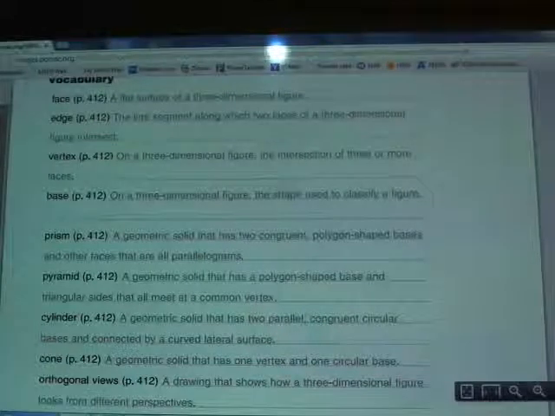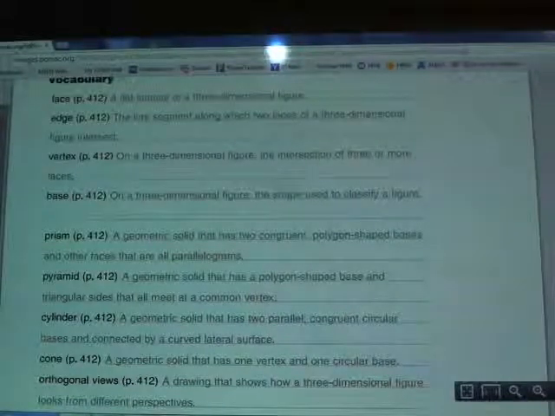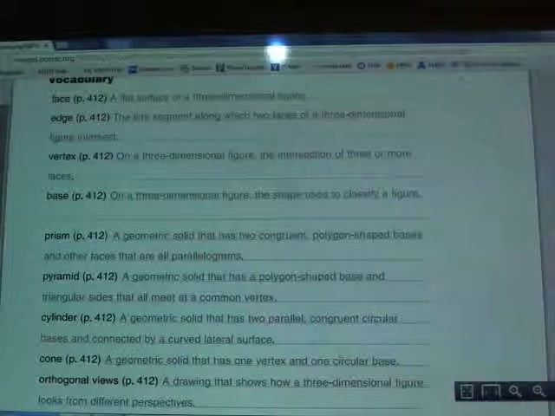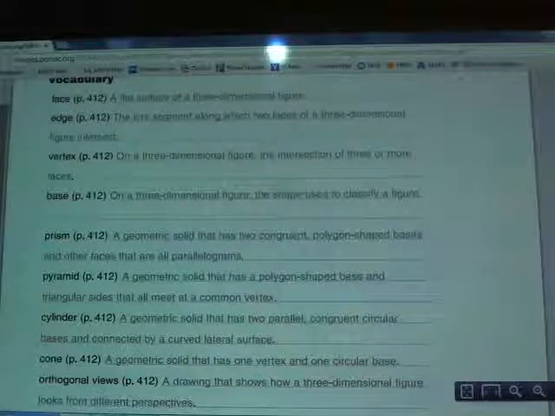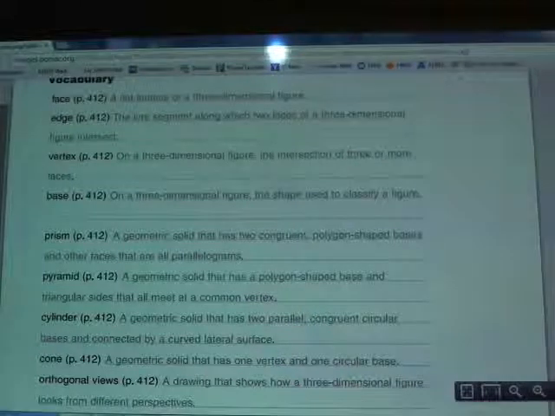Pyramid, that's a geometric solid that has a polygon-shaped base and triangular sides that all meet at a common vertex.